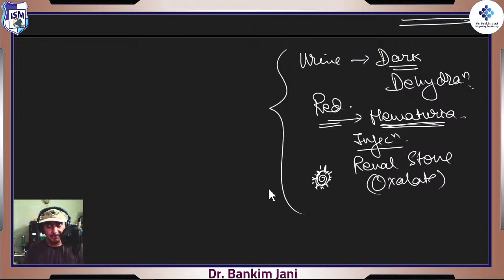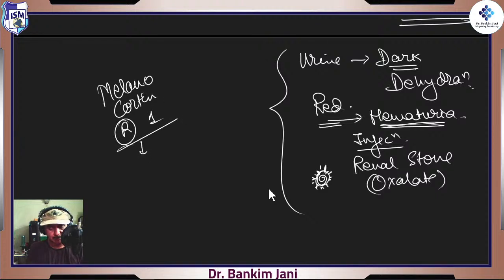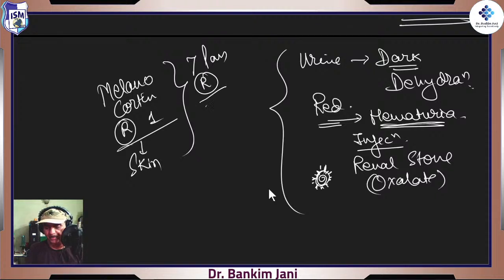Okay, now we were talking about that melanocortin receptor 1, right? So this is present on the skin. Now here it is very interesting. This is also a 7-pass receptor, right? So looks-wise, a transmembrane 7-pass receptor. So ACTH will come over here also, and it will act on this melanocortin receptor 1.